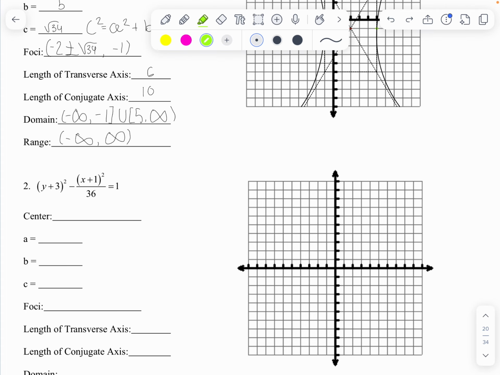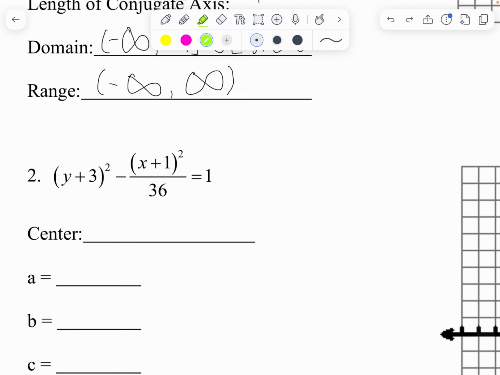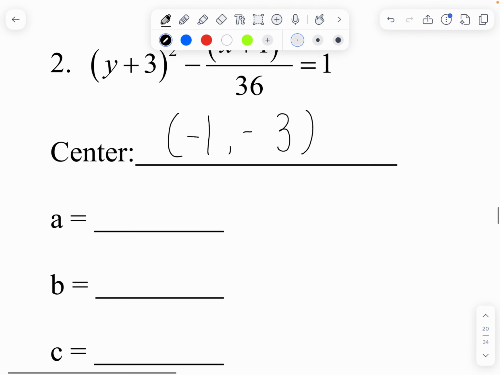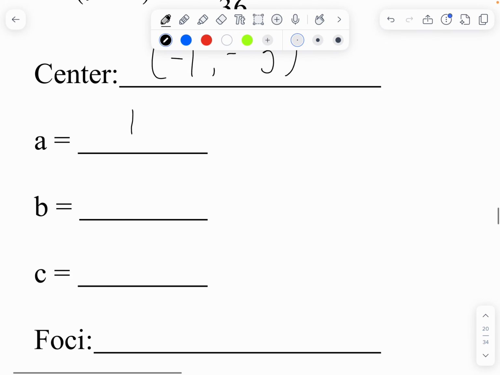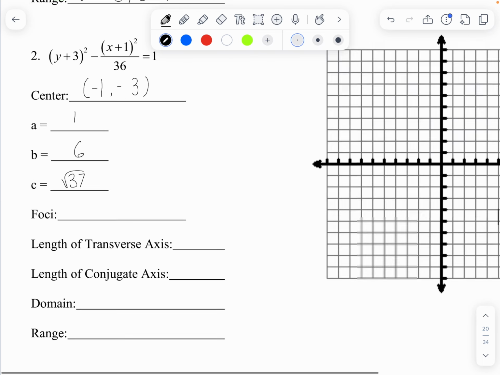So for this question, since it starts with y, it is a vertical hyperbola. So that means instead of h of k, it's k of h. So negative. Well, it's still technically h of k. So it's -1, comma, -3. And then a is 1. And then the square root of 36 is 6. Then 36 plus 1 is the root of 37. So now let's graph.